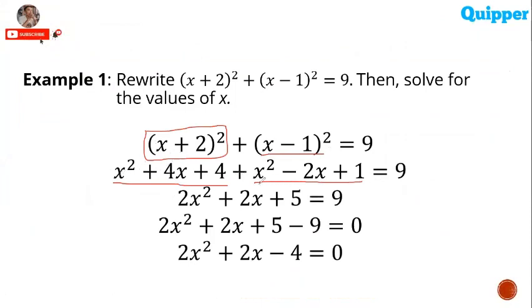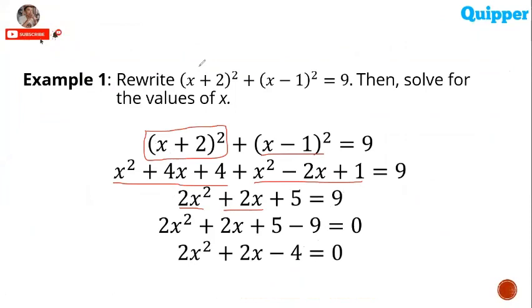Then we need to combine like terms. x squared plus x squared is 2x squared. Then positive 4x minus 2x, that is positive 2x. 4 plus 1 is 5, is equal to 9. Then we need to apply the addition property of equality. We have 2x squared plus 2x plus 5. This is positive 9, so this will be negative 9. And 5 minus 9 is negative 4.